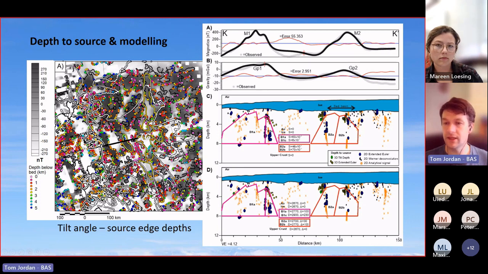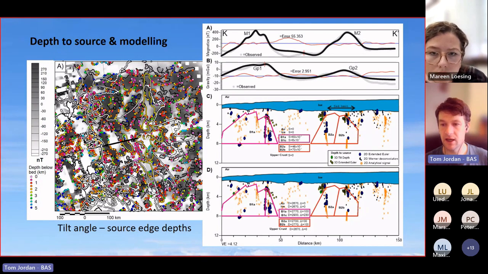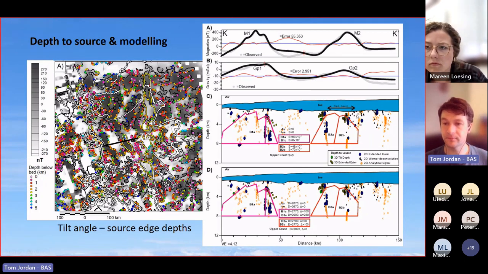And we used the magnetic depth to source as a rough guide. And you can see that many of the different techniques show a lot of scatter, but also that they are coming together in clusters, which agree between the 2D and 3D methods. And when we use these to guide our modeling, the model works out relatively well.